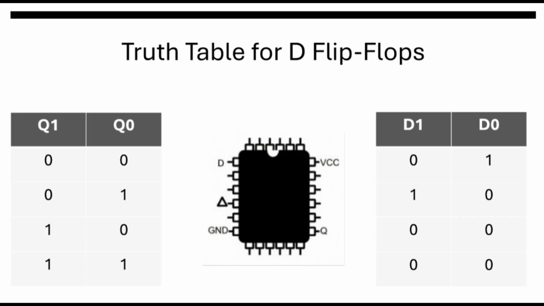This slide shows the truth table for the D flip-flops. For D flip-flops, the next state always follows the D input at the clock edge. So, D1 and D0 are chosen directly from the required next state. It ensures correct operation of the traffic light sequence.